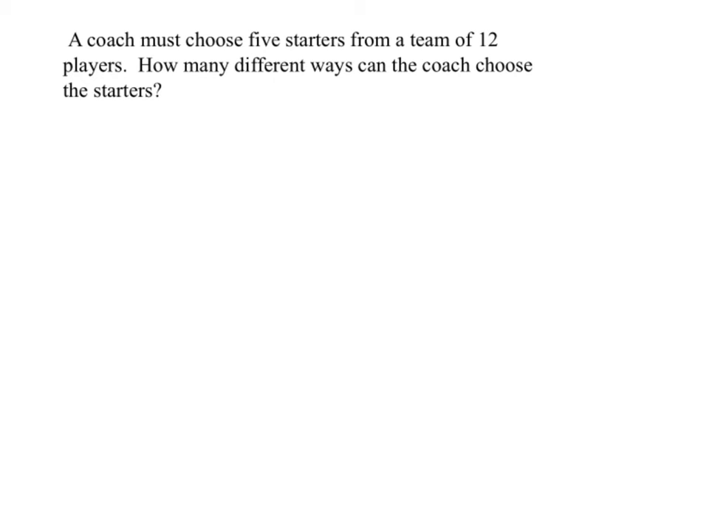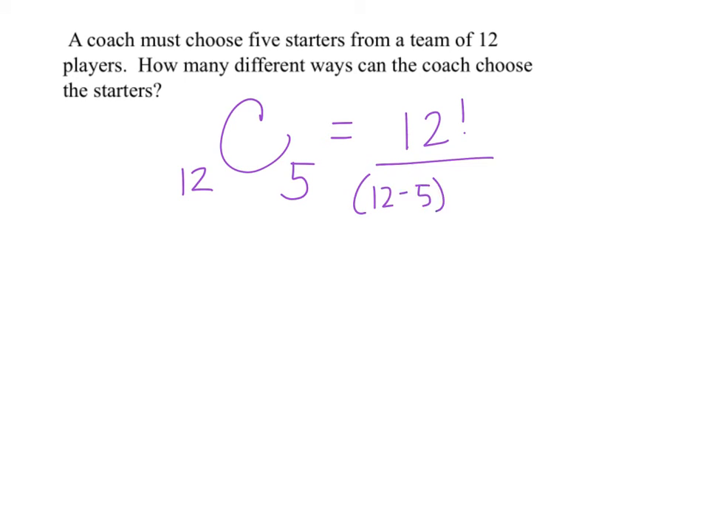And the way that I set that up is, I write my big C. Of the players I have to choose from, I have 12, and I'm going to pick 5 of them. So I can use my calculator to do this, or I can write it out, where 12 factorial is going to go on top. The 12 minus 5 will be its own factorial, and the 5 will be its own factorial. So let's write this out.